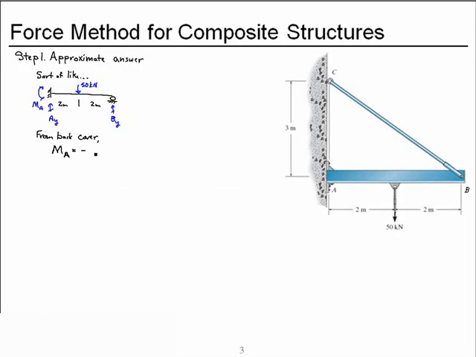Now notice in the back cover of our book, the moment is drawn counterclockwise. We drew ours clockwise, so it'll be a minus 3 times the force, the span length, over 16, which equals a minus 3 times 50 kilonewtons, span length of 4 meters divided by 16, which is a minus 37.5 kilonewton meters.